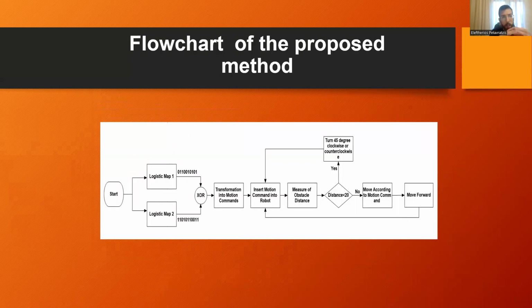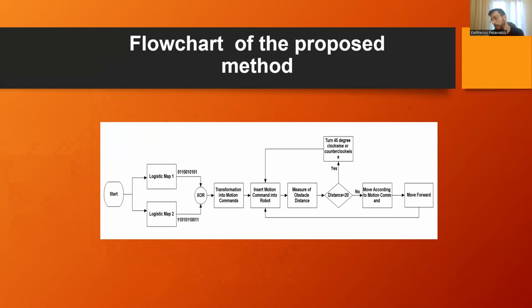Here you can see the complete method that we are using. It is actually the flowchart of our proposed method. And you can notice that we are using 2 different kinds of logistic maps. Each one produces a bit stream. These 2 bit streams are combined through an XOR function. And from this final bit stream, we are creating the motion commands.